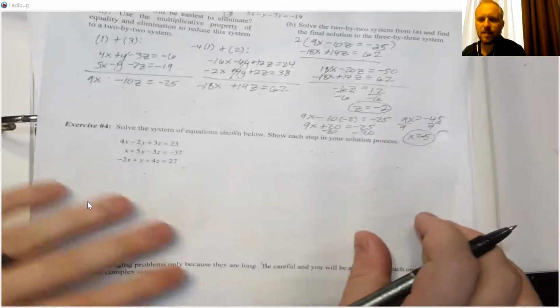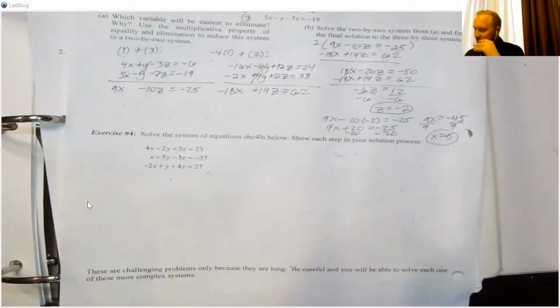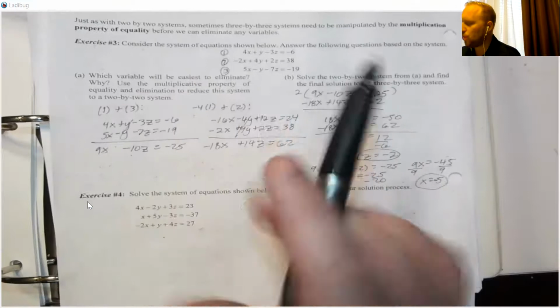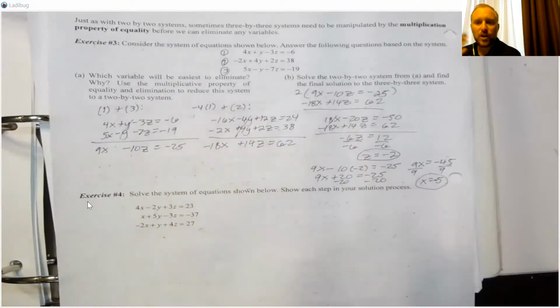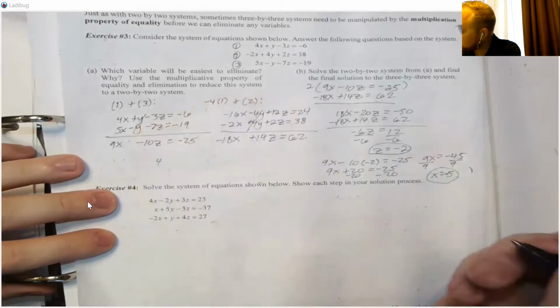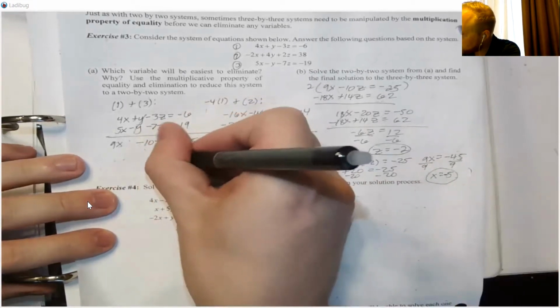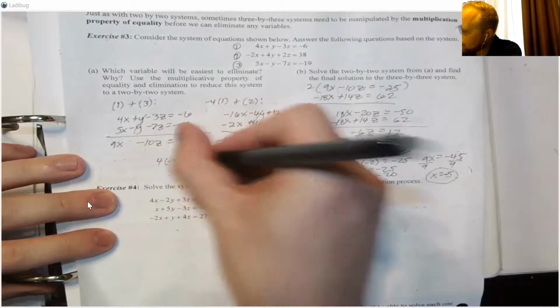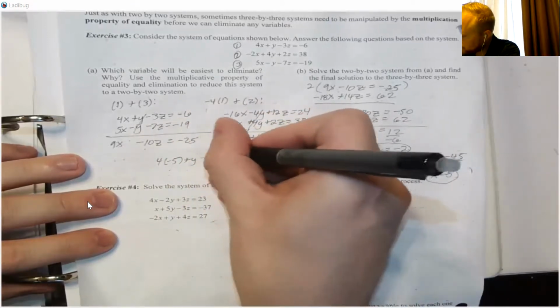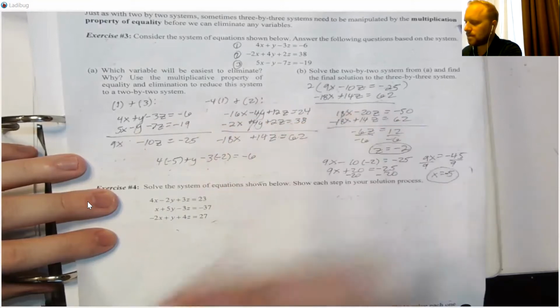X is -5. Okay, so I got my x, I got my z, and now I just have to find y. How I do that is I'm going to put it back into one of these equations here. It doesn't matter which one I choose. I'm going to do the first one. I don't know, something about the first one stands out to me. So I got 4x, x being -5, plus y minus 3 times z. Well, z is -2, is equal to -6.